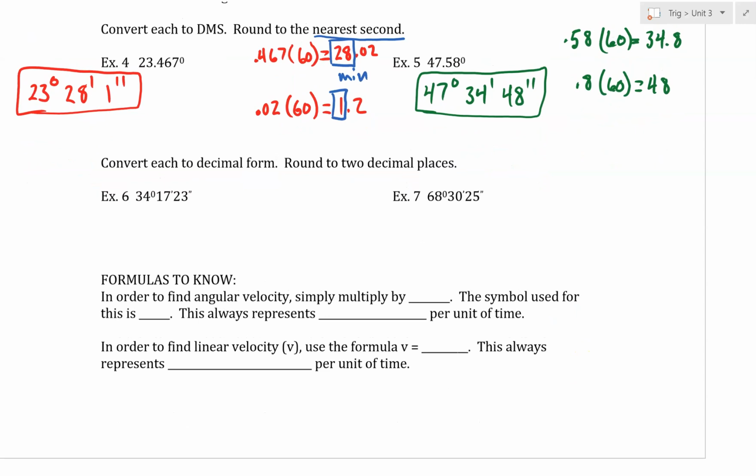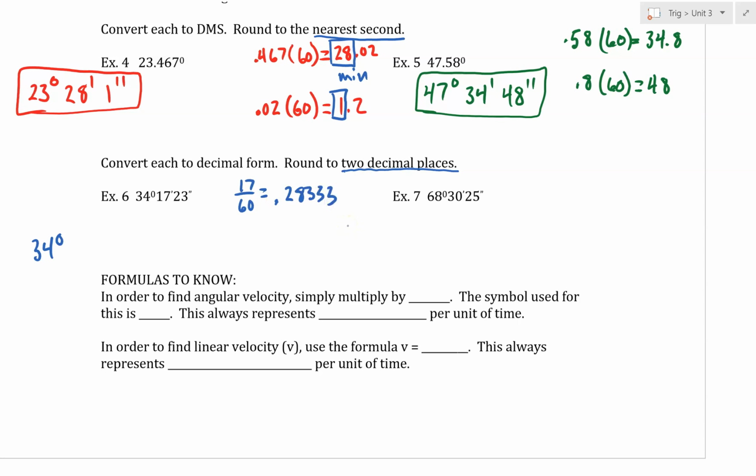Now they want you to take degrees, minutes, seconds, and they want you to convert it to a decimal form, and they want you to round to 2 decimal places. So like I said before, this one says 34 degrees. That's not going to change. What does change is converting all of these back. So how do we do that? Well, we take the minutes, 17, but instead of multiplying here, we do the opposite. We divide. So 17 divided by 60. That's going to give you 0.28 and then a bunch of 3s.